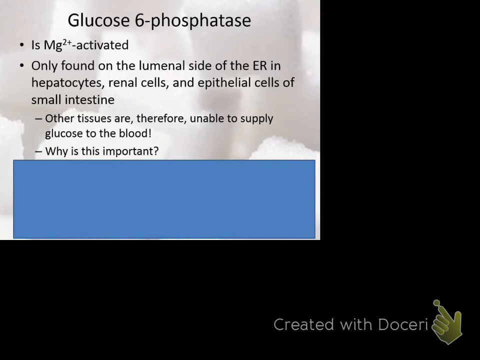Those are the only three tissues that can give sugar to the blood. So why is that important? First of all, what happens in those three places? Why would it make sense that the kidney cells and small intestine would be able to help supply sugar to the bloodstream? What are they involved in? Nutrition.